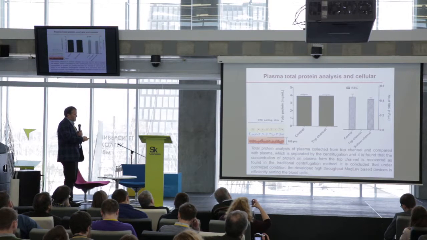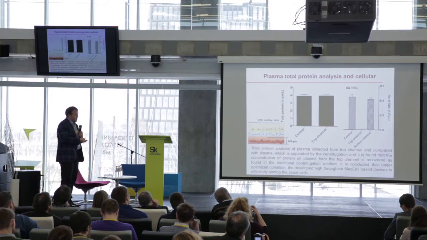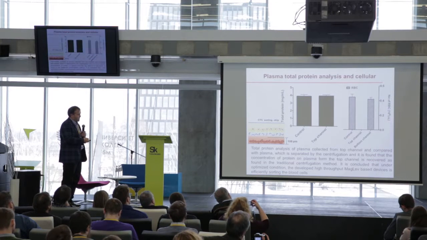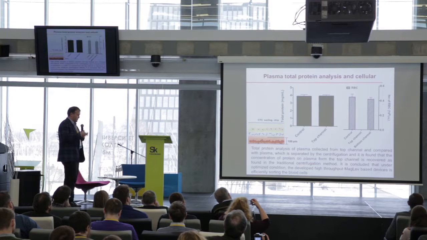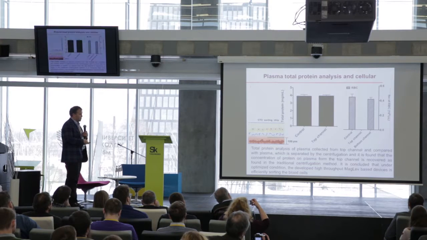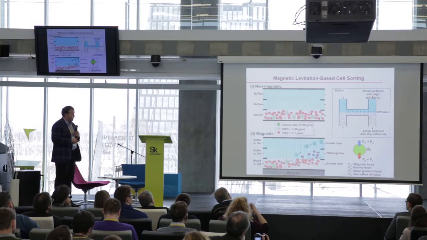And we look at what we collect at the top channel and bottom channel. We look at the protein content, and we shouldn't have any cells at the top channel. It should be all serum. We used an automated blood testing system and proved that. Let me go back. If I can control where I put this separation, then I can separate things.